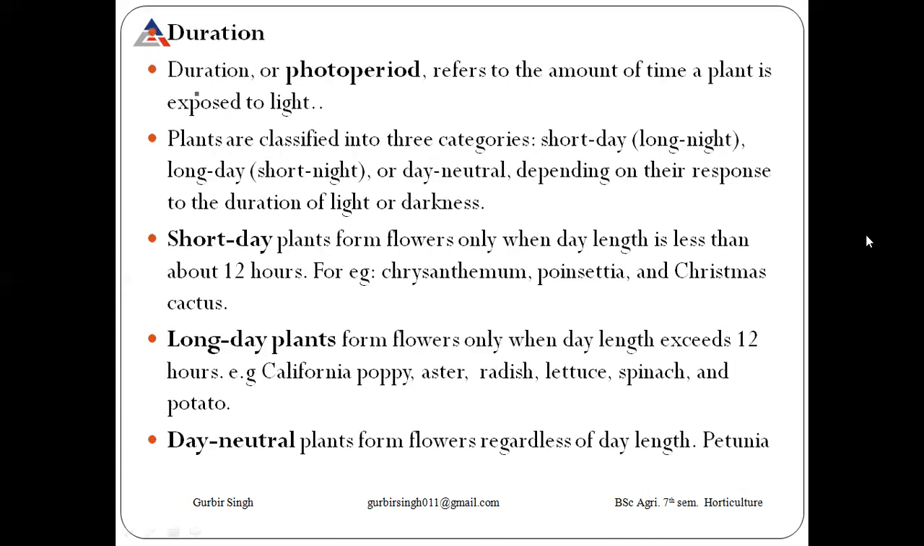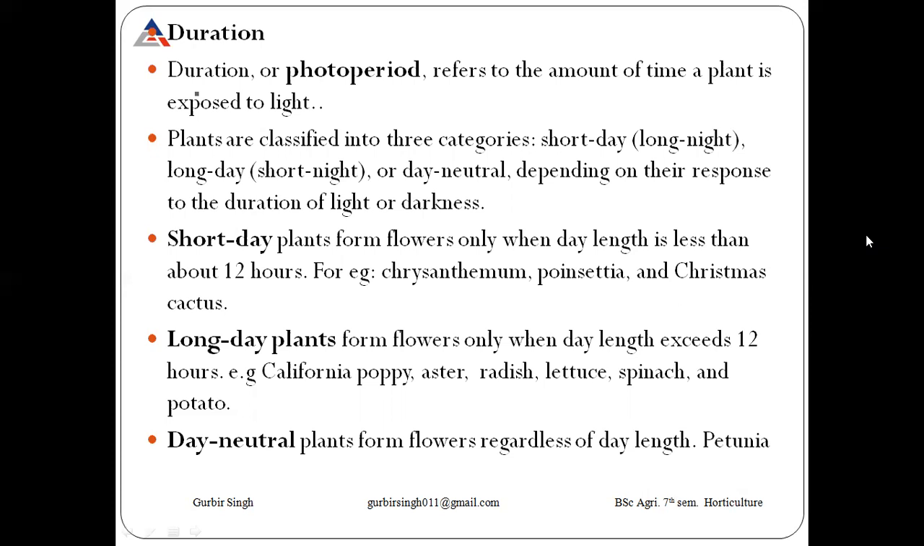Next is duration. Duration or photoperiod refers to the amount of time a plant is exposed to light. Plants are classified into three categories: short day, long day, and day neutral, depending on their response to duration of light or darkness. Short day plants form flowers only when day length is less than 12 hours. For example, chrysanthemum, poinsettia, Christmas cactus, etc.